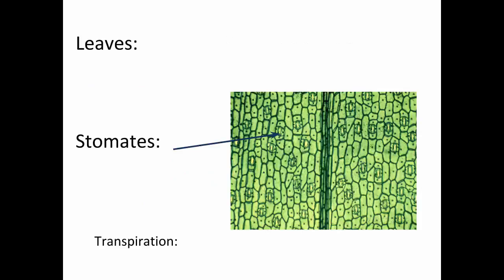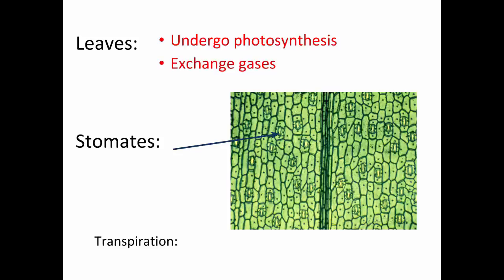Leaves of a plant are the structures for photosynthesis. The majority of photosynthesis takes place in the leaves. Some green plants have some chloroplasts in the stem, but leaves are the primary structure in a plant where photosynthesis happens. It's also where gases are exchanged.